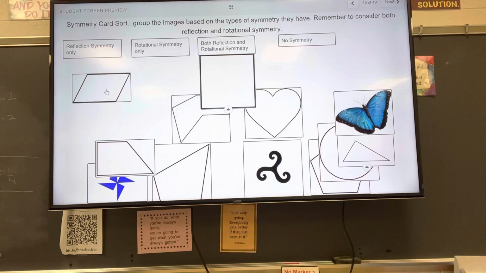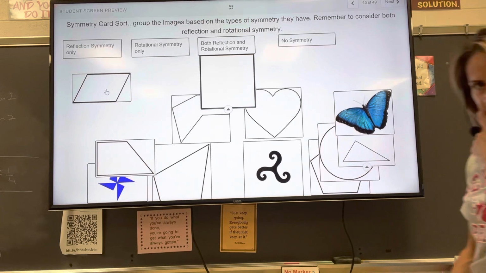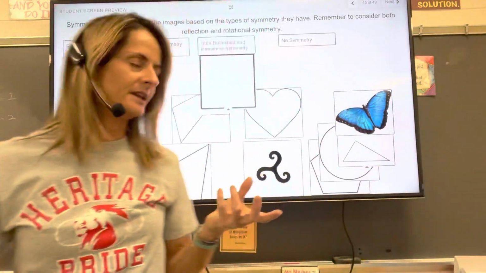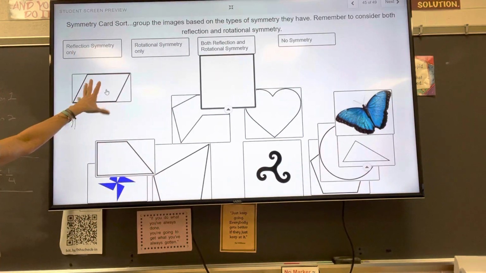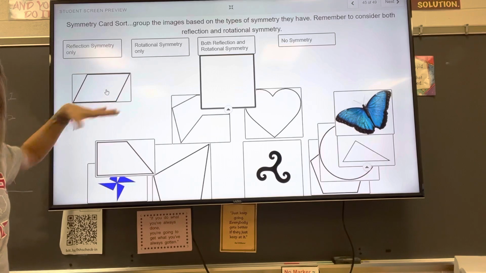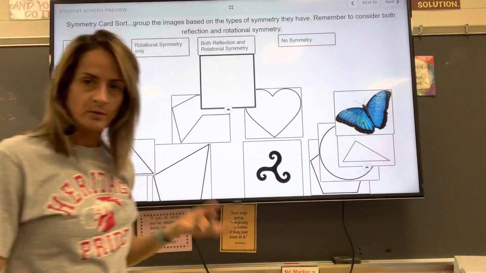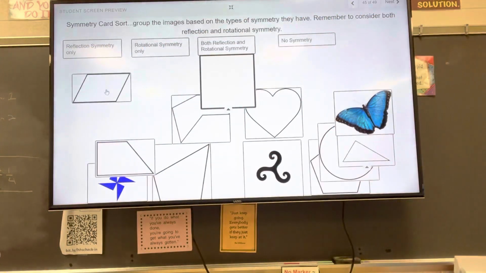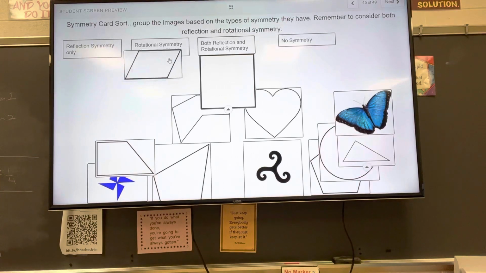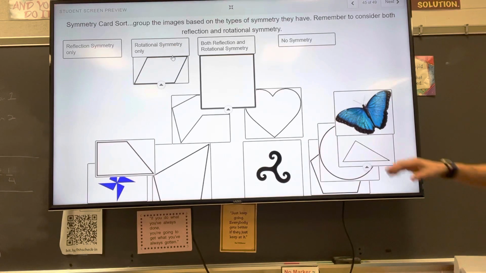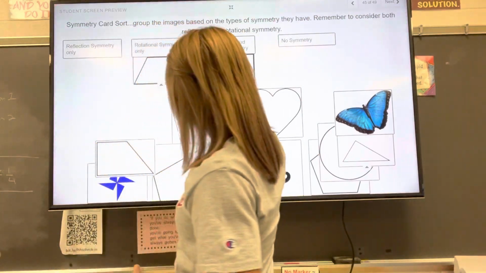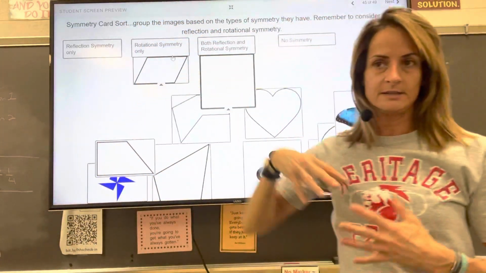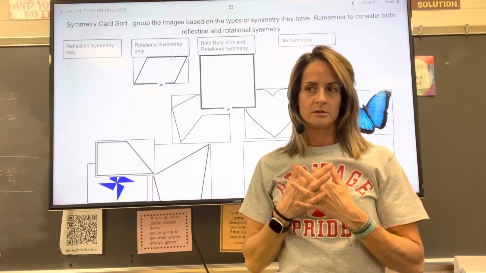This figure right here, which is a parallelogram, if I flipped it upside down it would look exactly the same. So this figure has rotational symmetry at 180 degrees. That's called point symmetry. Just a vocabulary term. So that's got rotational symmetry only. Now I couldn't take this parallelogram and fold it anywhere to make it map onto itself. So it does not have reflectional symmetry.